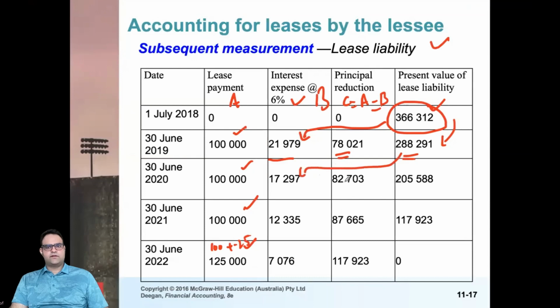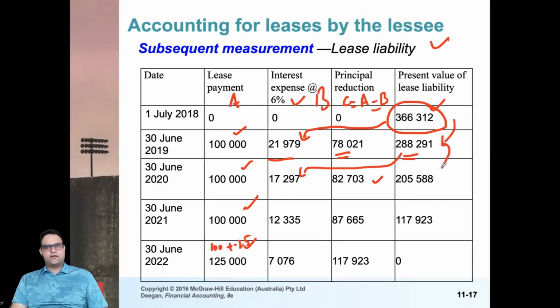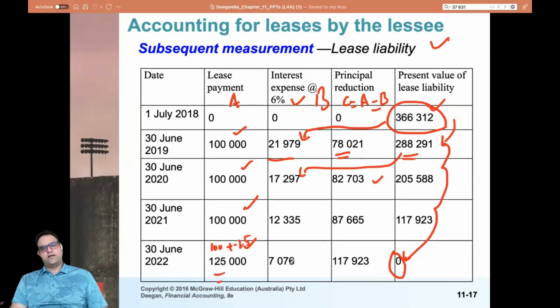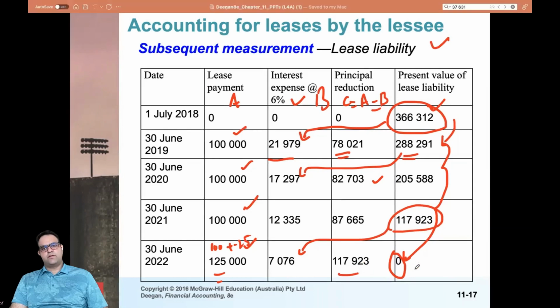Same, we apply 6% here, and there will be another principal amount that we calculate every year. So you can see every year the present value is reducing until it becomes 0, so no liability will be left. In the last year, you have to pay an installment of 125,000, where again 6% will be the interest amount, and there will be a reduction in the principal amount, and the remaining will be 0. So this is how a lease schedule is prepared. I will encourage all of you to prepare at least one lease schedule before coming to the tutorials.